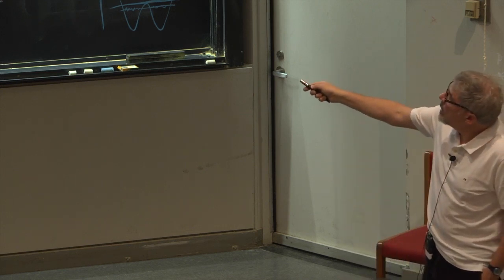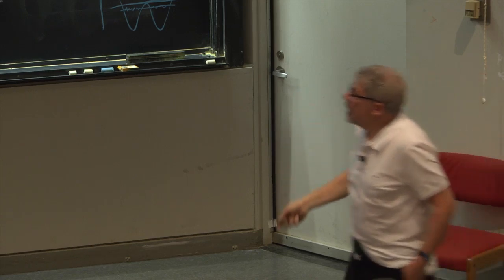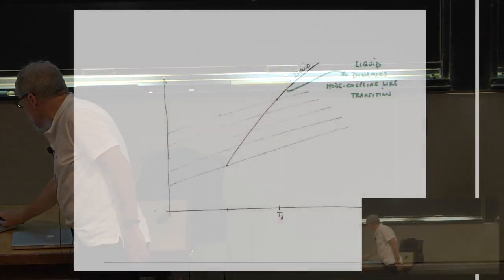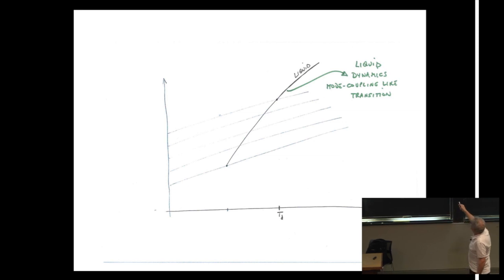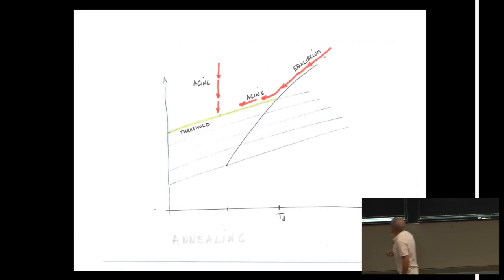So here there is slowing down, and down here it's much worse. If you start in an equilibrium state, what I just said is that the liquid, as you approach this temperature in equilibrium, you get what is called the mode coupling transition, and here the dynamics freezes. Now, what happens if I do this at finite speed? Well, at finite speed, you see what happens. I am here.